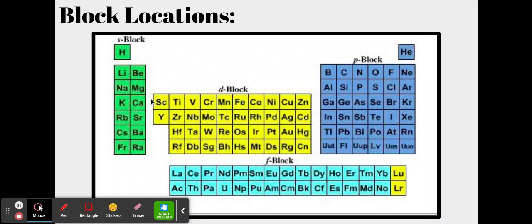Now, these are the block locations in the periodic table. So on the far left is the S block, which is the alkali metals and the alkaline earth metals. The D block is the transition metals, and the P block is pretty much anything to the right of the transition metals. And the F block is the portion of the periodic table that is detached.